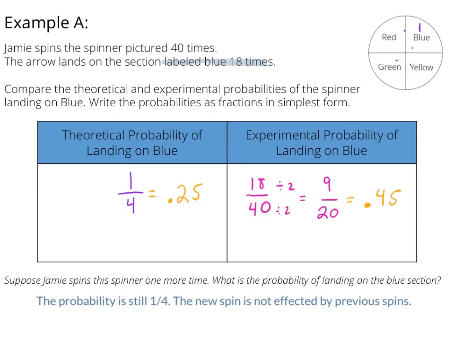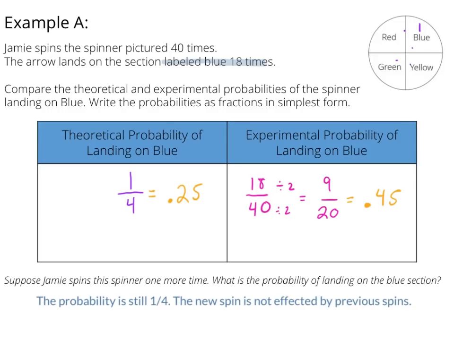The new spin is not affected by previous spins. So no matter what the experimental probability is, whatever we're going to do next continues to be the theoretical probability because it does not change. So even if you are flipping a coin 100 times in a row and you get heads 100 times in a row, the theoretical probability of getting tails on the next flip is still 1 out of 2. The theoretical probability does not change and it is not affected by previous experiments.